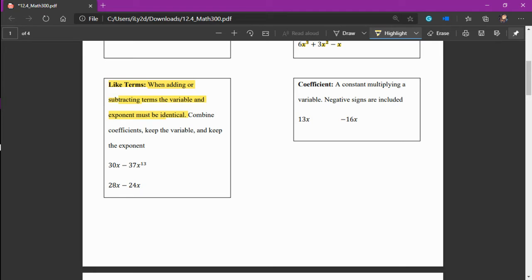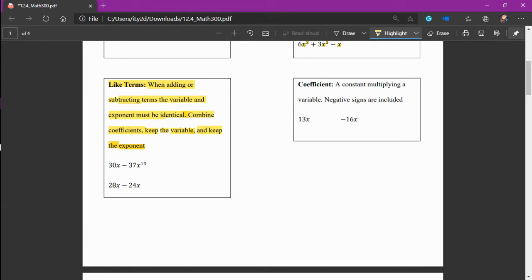What you do is you combine the coefficients, you keep the variable the exact same, which is why it has to be the exact same, or how would you know which one to pick, right? And then you also keep the exponent. Again, that's why when adding and subtracting polynomials, individually looking at their terms, if you're going to combine them, exact same variable, exact same exponent, because we keep the variable and we keep the exponent.